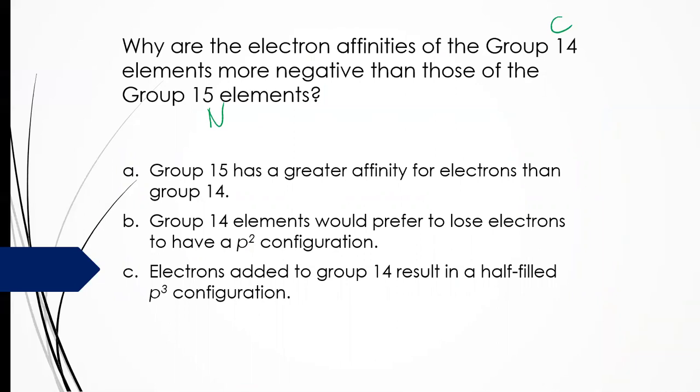And that's because group 14, when we pick up an electron, we become a half-filled P3 configuration. So we go from having 1 in each to having 3. Whereas our group 15 goes from having 3 to having 4, which is not as preferred energetically speaking. And so that's the difference in the electron affinities. So same thing as what we saw with the ionization energies, slightly different reason.